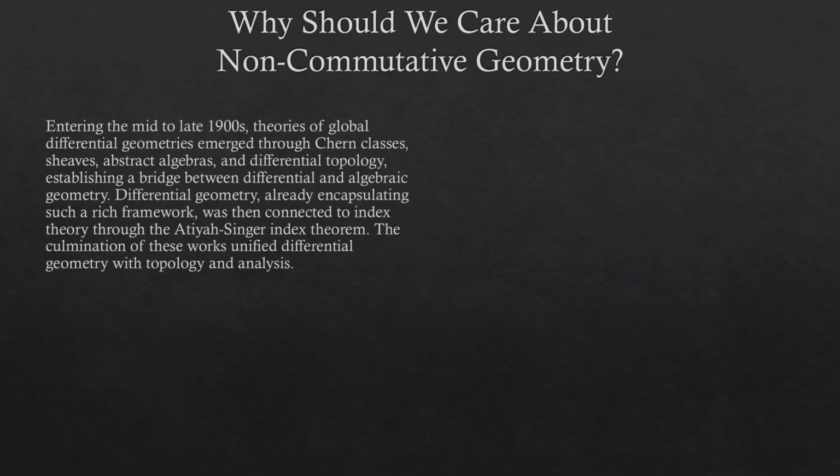Entering the mid to late 1900s, theories of global differential geometries emerged through Chern classes, sheaves, abstract algebras, and differential topologies, establishing a bridge between differential and algebraic geometry. Differential geometry, already encapsulating such a rich framework, was then connected to index theory through the Atiyah-Singer index theorem. The culmination of these works unified differential geometry with topology and analysis.